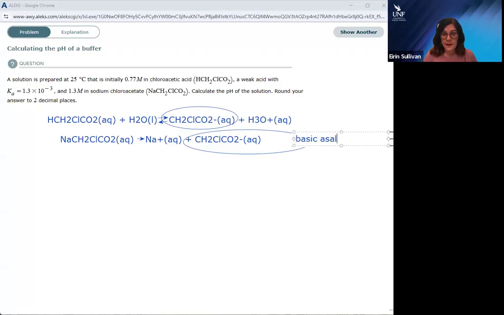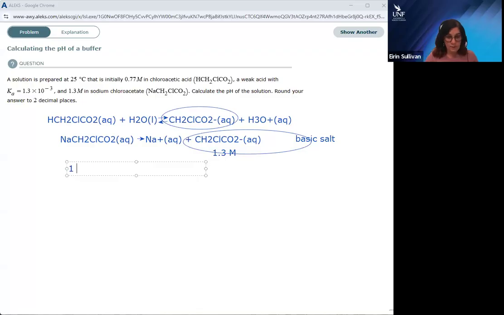So the base component is going to be the concentration of this chloroacetate ion, and that is coming from the complete dissociation of the sodium chloroacetate. So if we have our concentration of sodium chloroacetate, 1.3 molarity, look at the stoichiometry. For every 1.3 molarity solution of sodium chloroacetate, we have a 1.3 molar solution of sodium ions and a 1.3 molar solution of the chloroacetate ion.